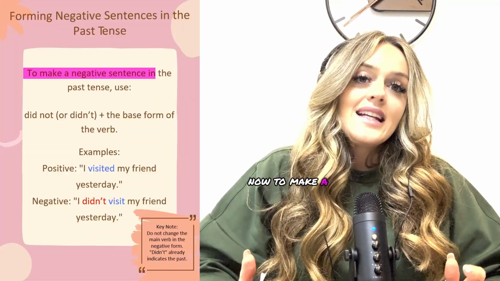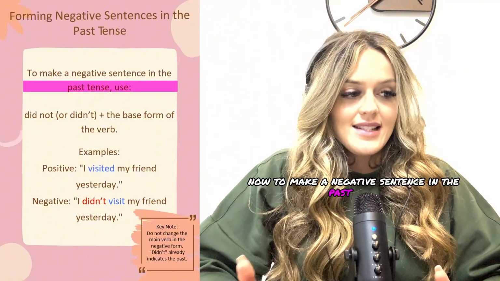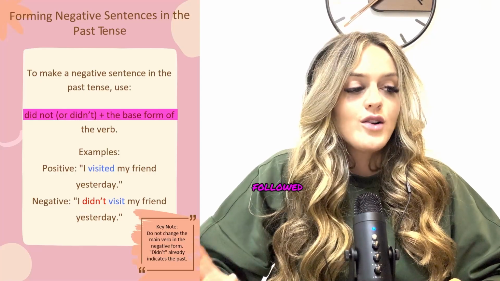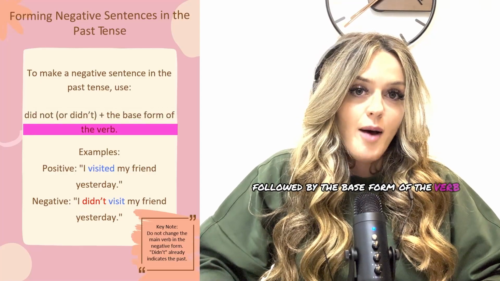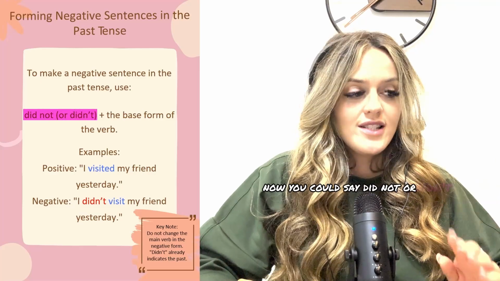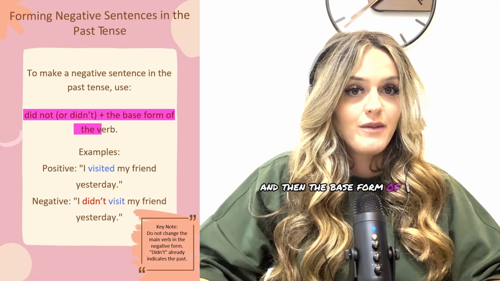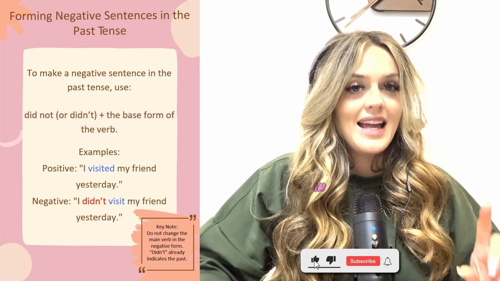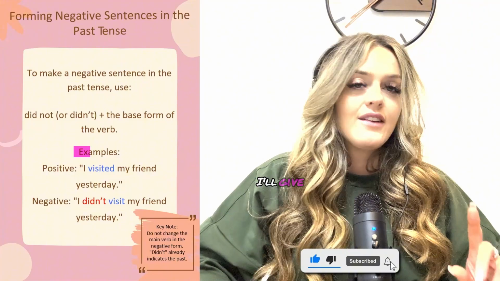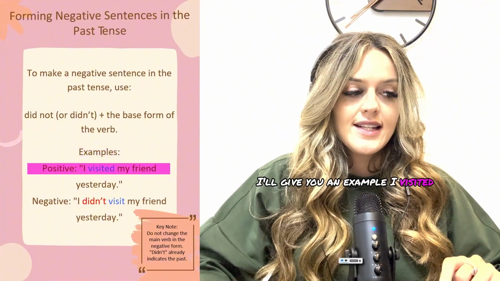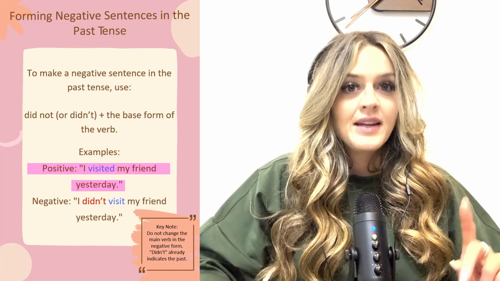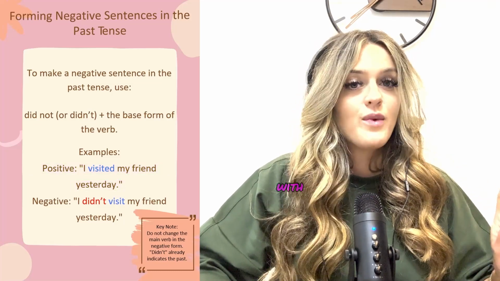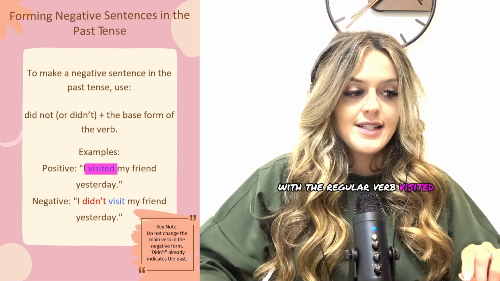Now, to make a negative sentence in the past tense, we use the words did not, followed by the base form of the verb. Now, you could say did not or didn't, and then the base form of the word. So we don't need to add any suffixes to the words in this scenario. I'll give you an example. I visited my friend yesterday. That's a positive example of using the past tense with the regular verb visited.